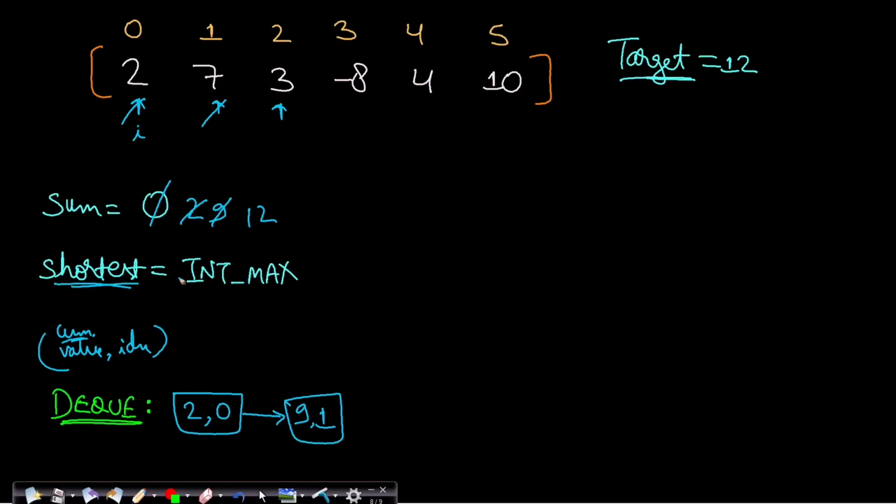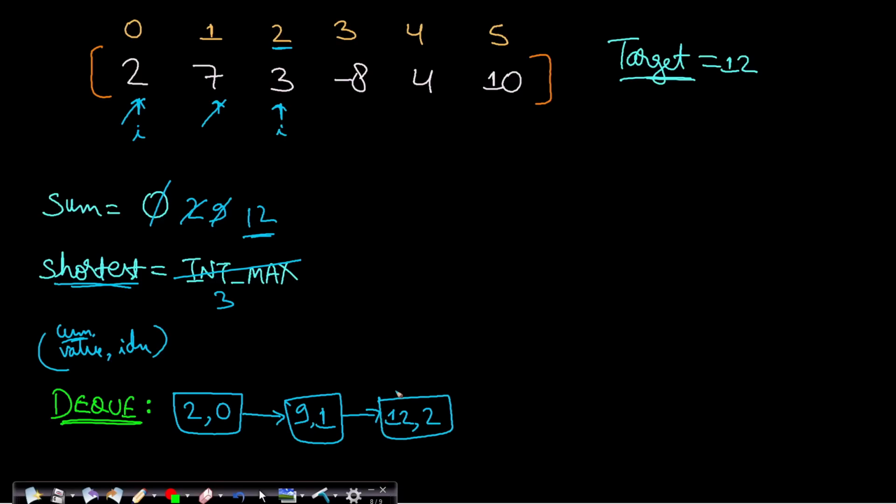It is already integer max, and you can update it with the new window size, which is I plus 1, which is index 2 plus 1, and this will become 3. Okay. Now can we insert this sum 12 to the end? Yes, 12 is greater, so we can insert it at the end. 12 comma index is 2.